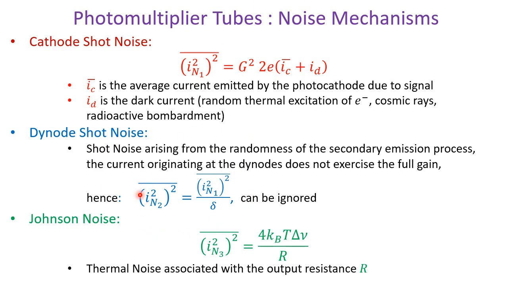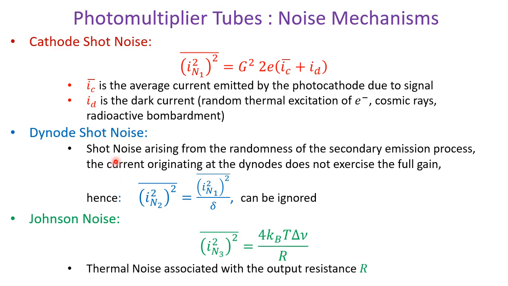And hence it is typically ignored. So for example, if delta was 10, remember I gave you the example of the 400 volt between the dynodes. Then you see that this noise is going to be 1/10. After all, the randomness affects only the future events or the multiplication of the noise. So hence it does not contribute so dramatically to the randomness of the initial process itself, and it is the initial emission of the photoelectron that contributes the largest in terms of the cathode shot noise.